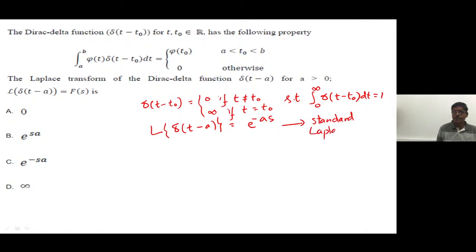So this is a standard Laplace formula, that is standard result. L of u of t minus a is e power minus as. In the mechanical stream, this is the first time a question regarding Dirac delta function is asked, but L of u of t minus a is frequently asked. L of u of t minus a is equal to e power minus as upon s. This is called unit step function or Heaviside's unit function.